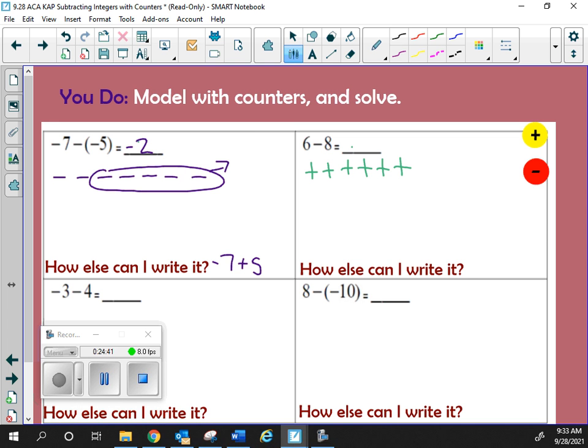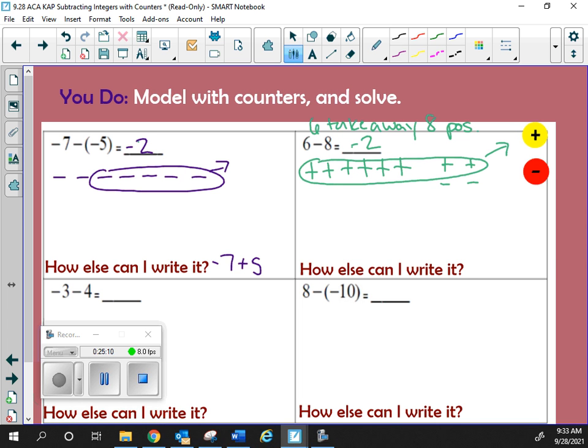Okay. I need to take away 8 positives. Do I have 8 positives? No. Do I have some positives? Yeah. I only need to add how many 0 pairs? I only need to add 2 0 pairs, because then I have 8. Okay, I'm going to take away all those 8 positives, and I'm left with 2 negatives.